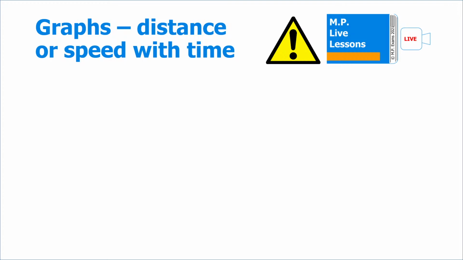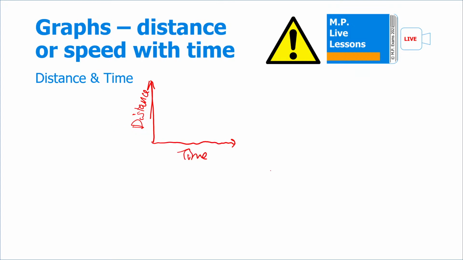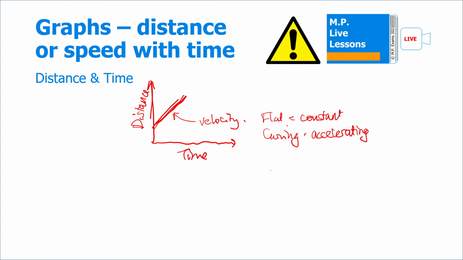Many of you need to be familiar with graphs of distance or speed against time. Let's say this is a crossover with physics as well. A distance-time graph would have distance on the y-axis and time on the x-axis. If something has a gradient like this, it shows a velocity. If it's flat, it's constant. If it's curving, it's accelerating. Or if it's flat, this is not moving.